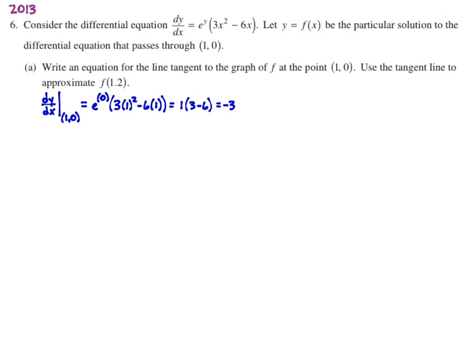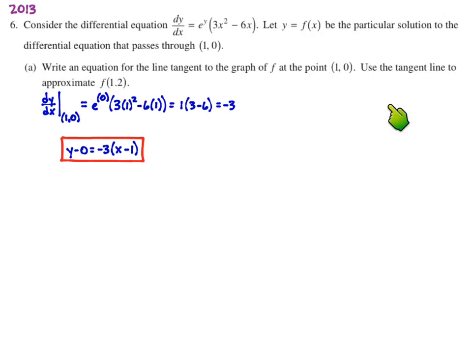So there, we have the slope of our tangent line. We have the derivative at that point. So our tangent line is just going to be y minus 0 equals negative 3 times x minus 1. And that's it. We're done. That is the equation for the tangent line. It did not say put it in a certain form or anything else, so we can just leave it like that.